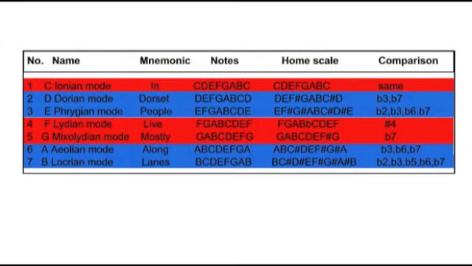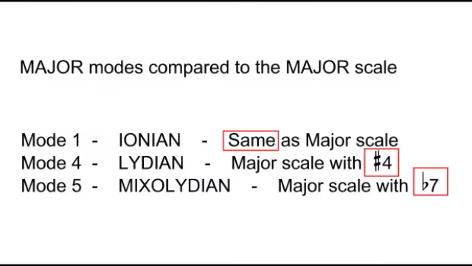Looking down the column headed Comparison, which now shows each mode formula, I've coloured blue all the modes that include a flatted third in the formula, and red all the modes that retain the natural third. By doing this, we've effectively divided the modes into 3 that can be considered major in tonality, the red modes, and 4 that we'll label minor, those coloured blue. Let's take a closer look now at the major modes to start with, and compare them to the major scale.